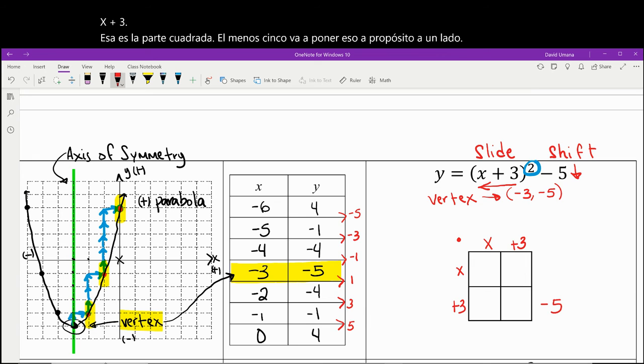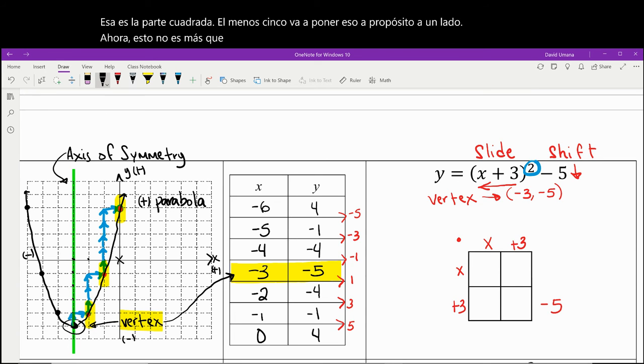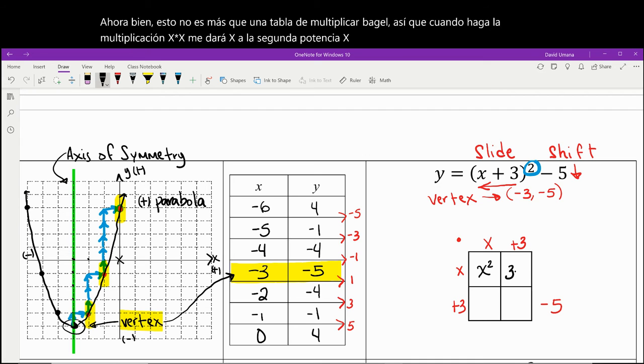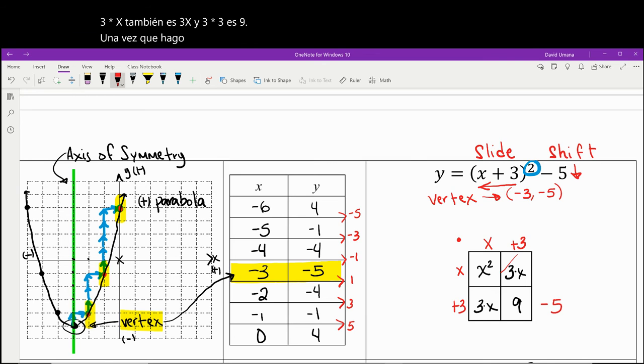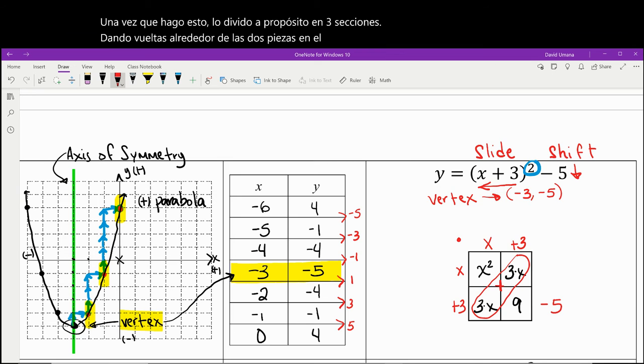Now this is nothing more than a big old times tables. So when I do the multiplication, x times x will give me x to the second power, x squared. X times 3 will make 3x. 3 times x is also 3x. And 3 times 3 is 9. Once I do this, I purposely break this up into 3 sections by circling the 2 pieces in the middle. And I point out that, in a sense, the symbol in the middle tells me exactly what to do, which is to add those 2 pieces together.